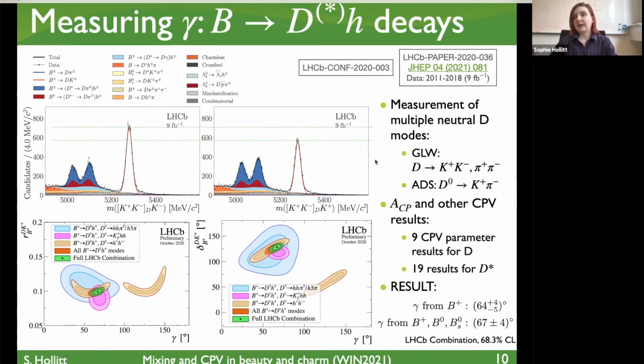But when we put together the results from this paper with some other LHCb results, we get these lovely averages for LHCb, and we have this updated LHCb combination for gamma. So just from the contributions of all the B plus modes, we have gamma is 64 plus 4 or minus 5 degrees. Whereas if we put together gamma from all of the B modes that have been measured at LHCb, including B_s, we get 67 plus or minus 4 degrees.